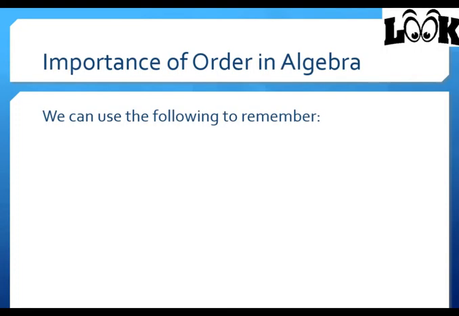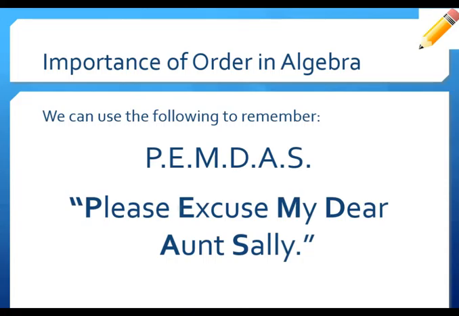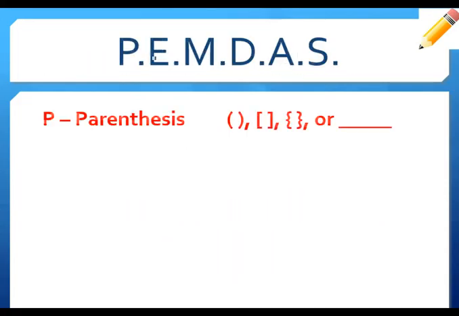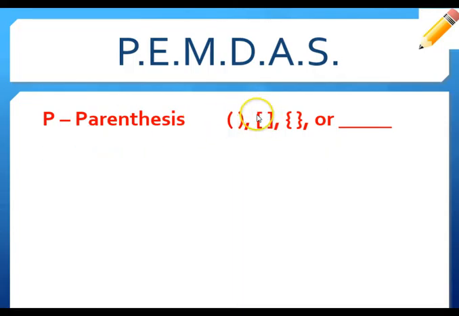So let's recall ways that we use to remember the order of operations. You've probably heard this before: Please Excuse My Dear Aunt Sally. It's an acronym where each letter stands for something. So the P starts with parentheses. Now, this is not just parentheses. This here is a parenthesis. But we also have brackets. These are called brackets. These are braces or division bars. So all of these are considered grouping symbols under the parentheses.